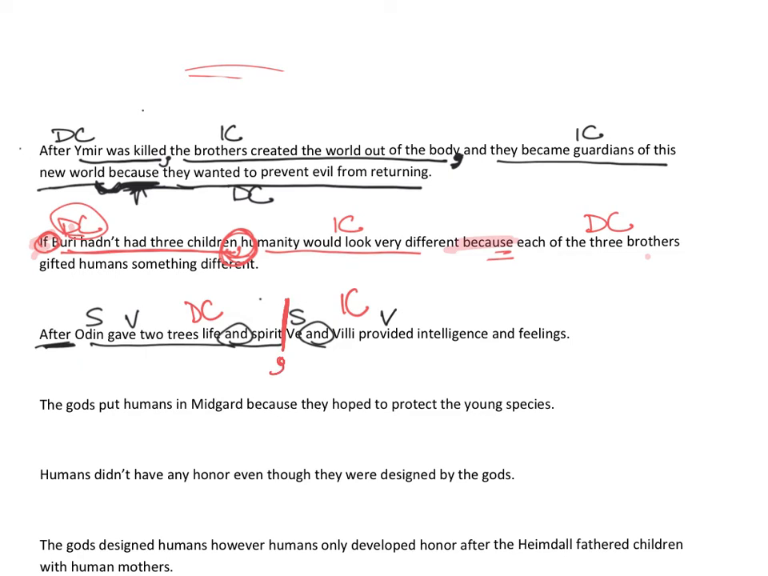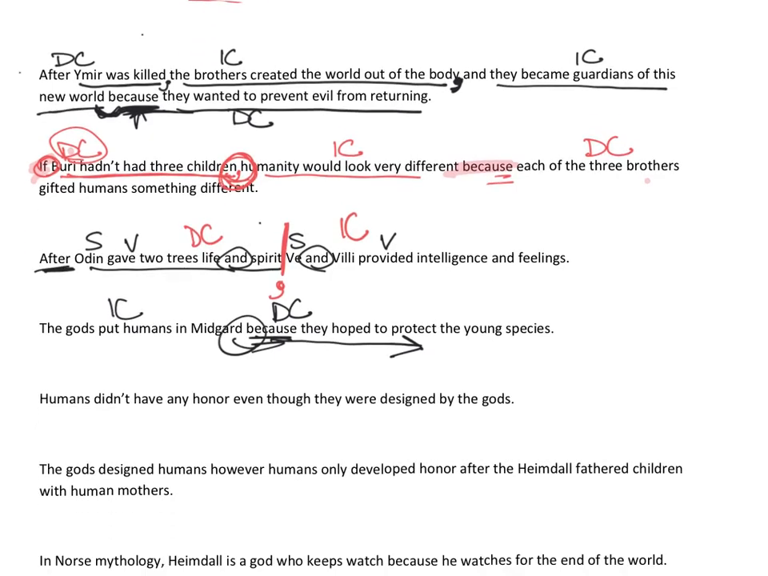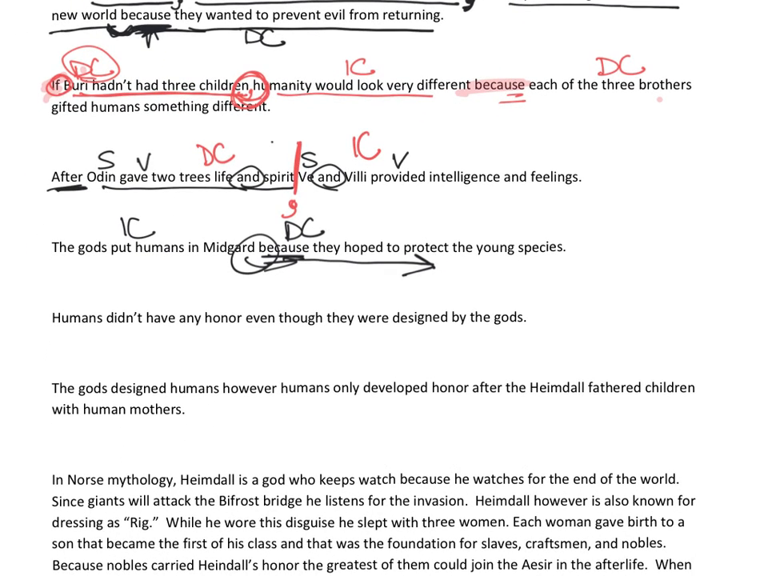Okay, next one. The gods put humans in Midgard because they hope to protect the young species. I've got because. Is that a word that allows flipping? Yes, that means it is a dependent clause. Whatever comes after it is less important and is subordinate or dependent. In this case, that means you have the IC up front. What kind of punctuation do you need? None. If you have IC, DC, there is no punctuation. Ooh, look, quiz coming.